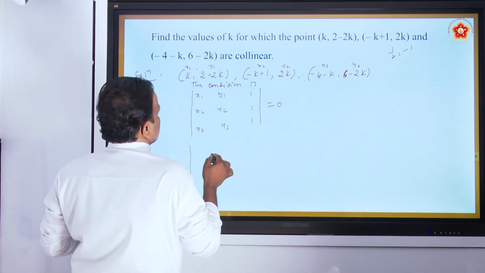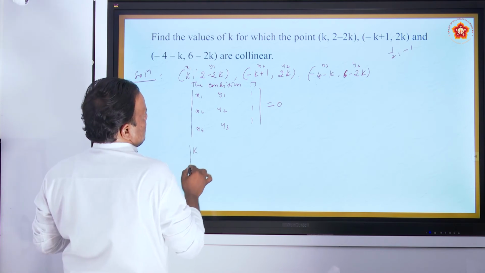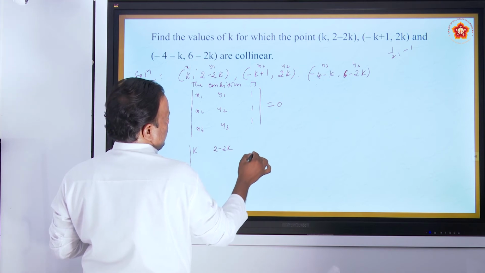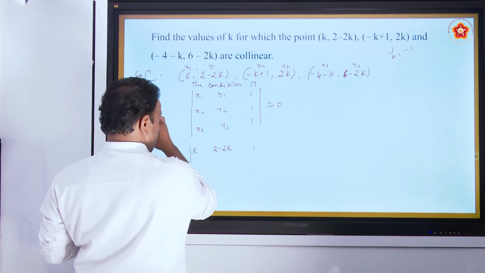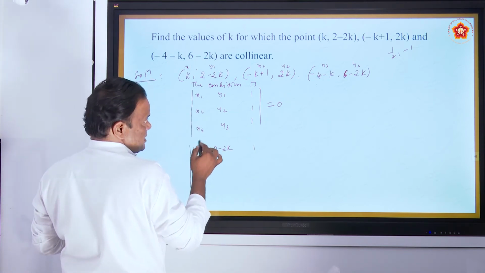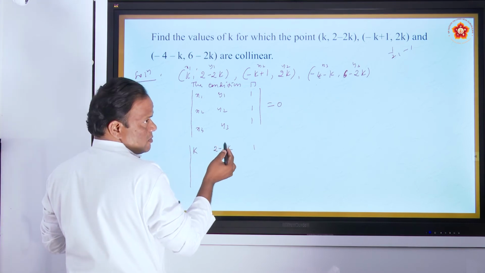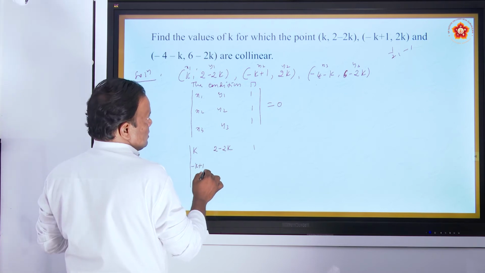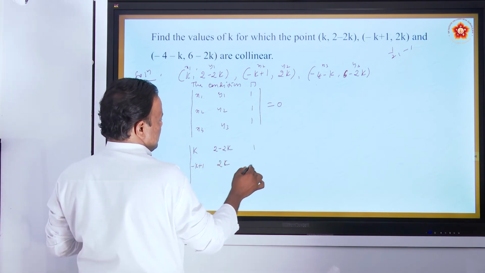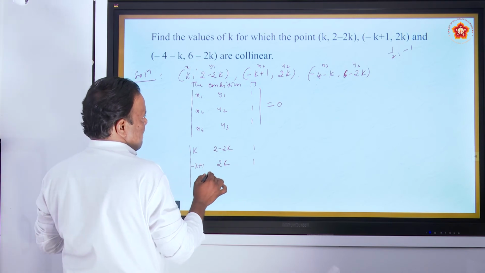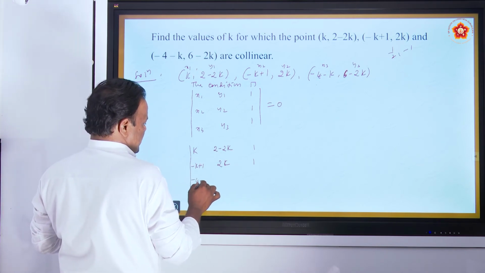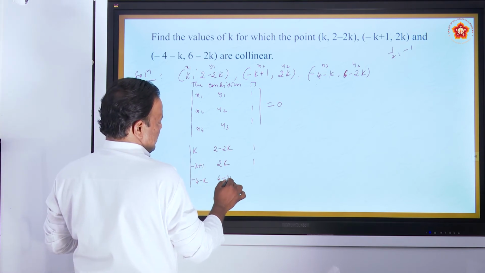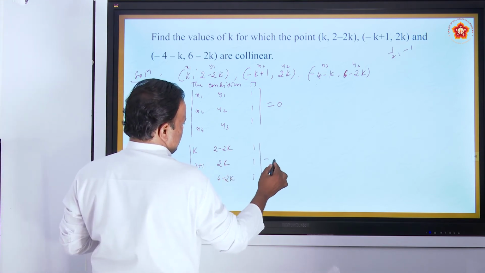Substituting values: what is x1? k. What is y1? 2 minus 2k, 1 as it is. What is x2? x2 is nothing but minus k plus 1, or you can write 1 minus k also, otherwise you write minus k plus 1. y2 is 2k, 1. x3 is minus 4 minus k, y3 is 6 minus 2k, 1 as it is, equal to 0.